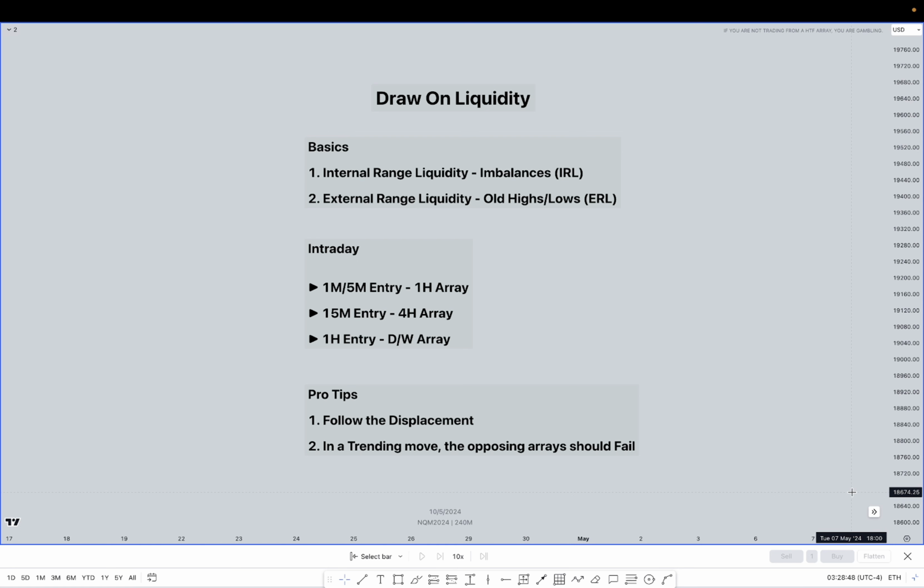Intraday, I will search for 1 minute and 5 minute entries from a 1 hour array. I will hunt on a 15 minute from a 4 hour array. And if I have a 1 hour entry, most of the time that's based on a daily or a weekly array. And some essential tips here: you need to follow the displacement.